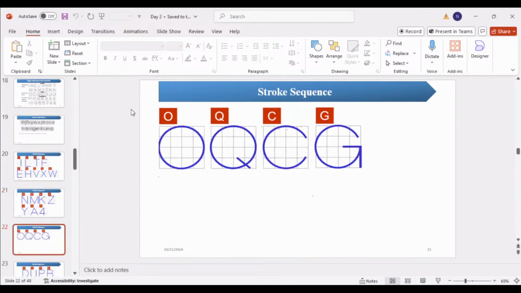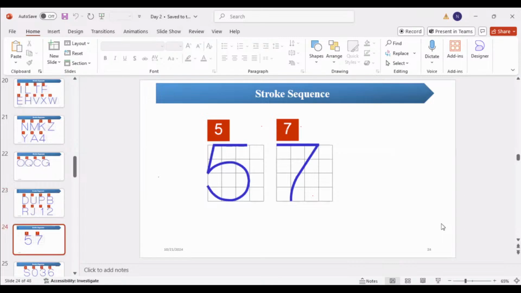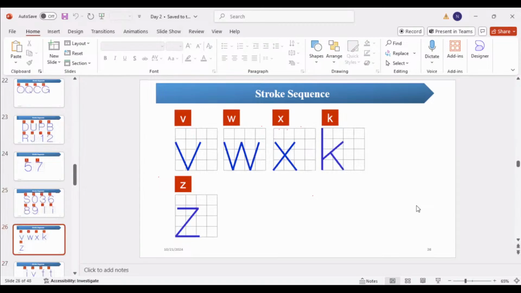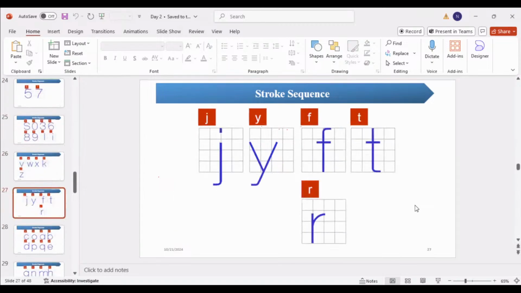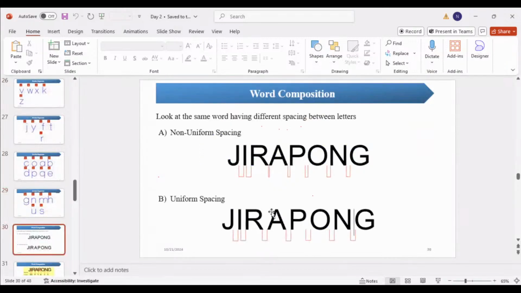So these are for the curved letters. Curved letters ලියන විදිහ, right? Okay. So these are for the D, U, P, B letters with straight lines, horizontal lines and curves, right? So these are for simple letters, right? So please observe them by yourself.